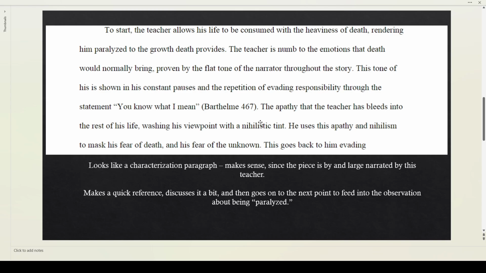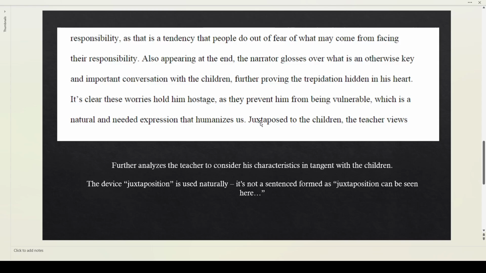So student goes on to say, this goes back to him evading responsibility, as that is a tendency that people do out of fear of what may come from facing the responsibility. Also appearing at the end, the narrator glosses over what is an otherwise key and important conversation with the children, further proving the trepidation hidden in his heart.